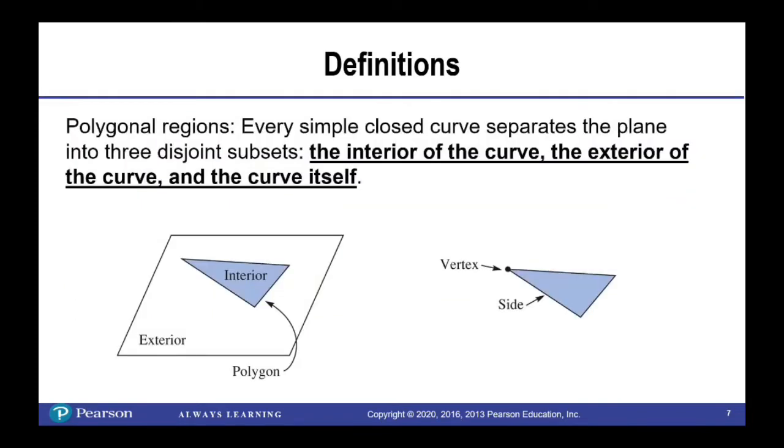Now, every simple curve has three separate regions. You have the inside of the curve, you have the outside of the curve, and you have the curve itself.